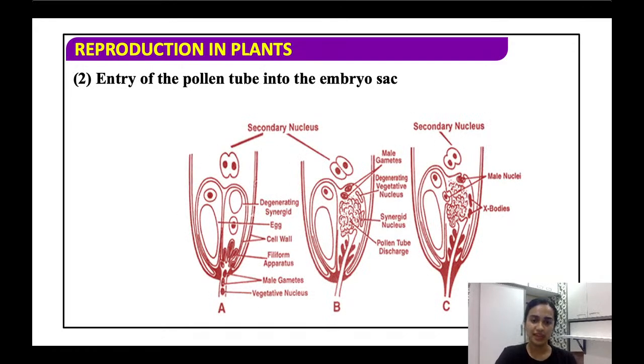Entry of the pollen tube into the embryo sac. Again, the same thing which we have discussed. See, now what happens is, you can see there is a degenerating synergid cell here. There is the egg cell here. You see these are the filiform apparatus here. The male gametophyte is present here, and the female, that is the infertile one, is present. So what happens is that this degenerating synergid first degenerates and fuses with the pollen tube nucleus, and the pollen tube discharge will occur. All right. So this is basically the process of how the pollen tube will enter into the embryo sac.